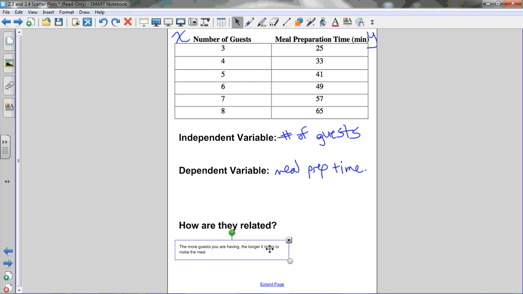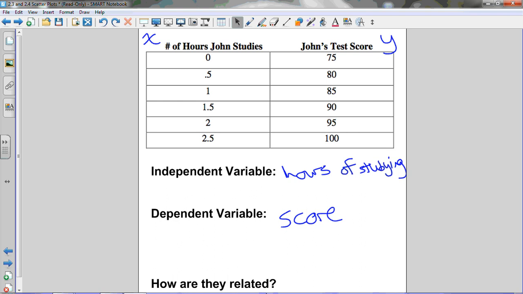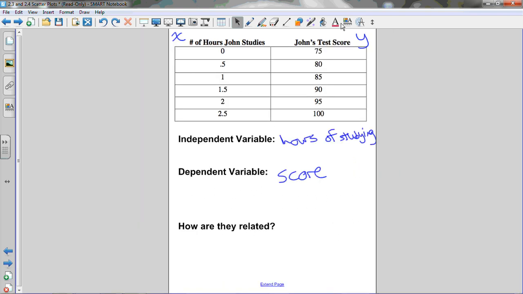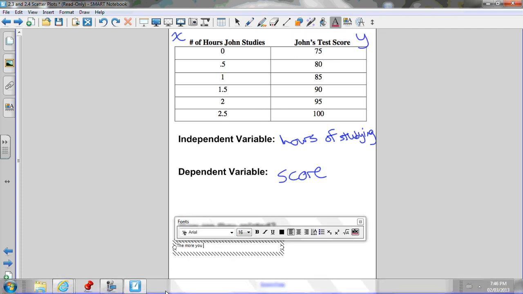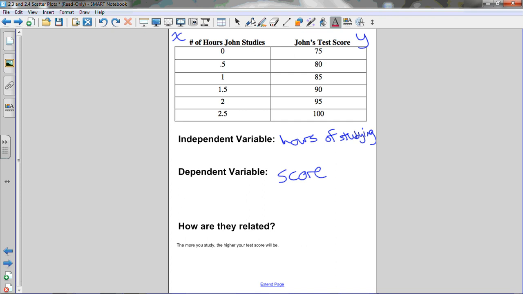I think we forgot to do this for the last question, so let's just skip back there quickly and do that now. So how are these two variables related? So I've got the hours of studying and his test score. I think I mentioned this, but you'll see as the hours of studying goes up, so does his test score. So let's just jot that down. I think I'll say the more you study, the higher your test score will be. And that makes sense as well. The more you study, the better you'll know the material, the higher your test score will be.